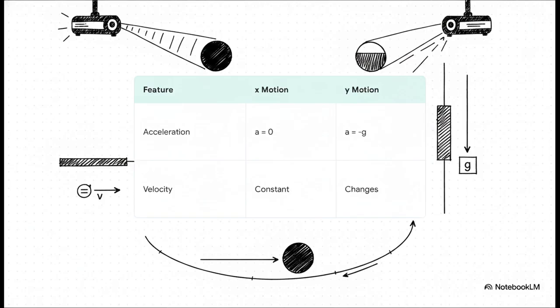Imagine one projector on the ceiling shining a light down on the ball to watch its shadow on the floor. That is your horizontal motion. It experiences zero acceleration, so it just coasts along at a perfectly constant velocity. Now imagine a second projector on the wall watching the shadow move up and down. That's your vertical motion. It is in total freefall, experiencing a constant downward acceleration of gravity, or negative g. By splitting a tough 2D problem into two simple 1D problems, you make the math an absolute breeze.